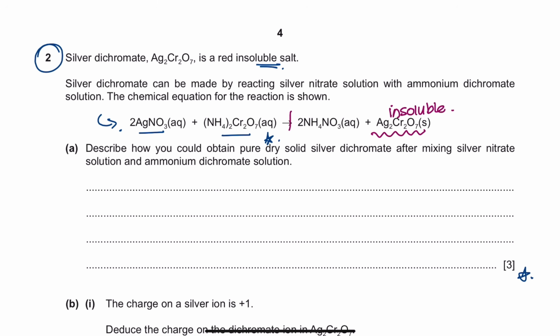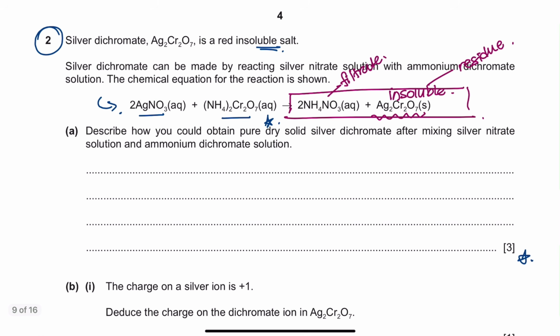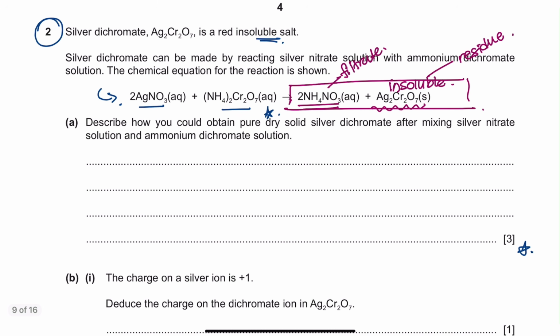So the first step would always be to filter it out in order for us to separate our filtrate and our residue. So over here, the one that goes through your filter funnel would be ammonium nitrate, as it is soluble and it is aqueous.